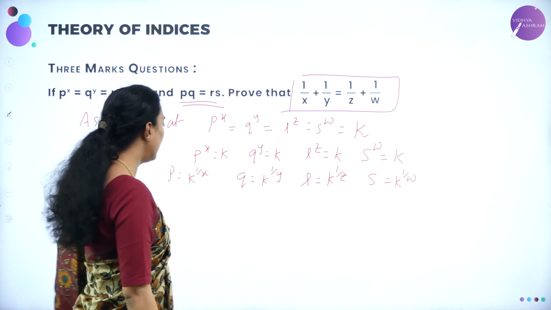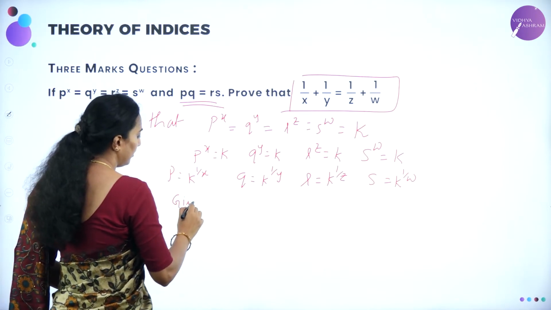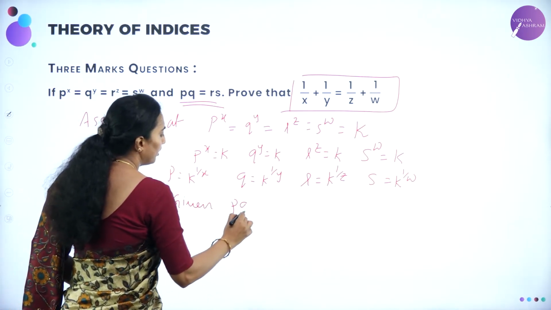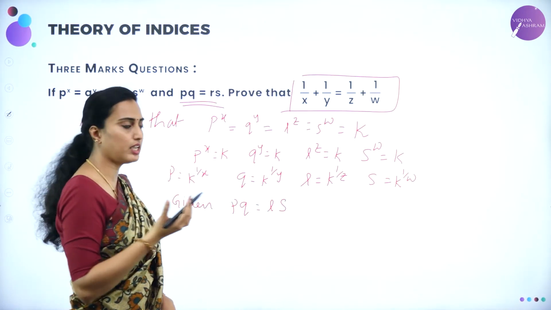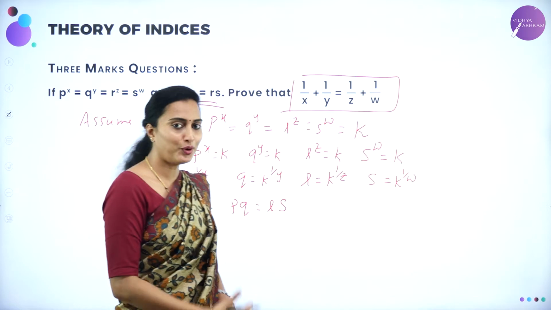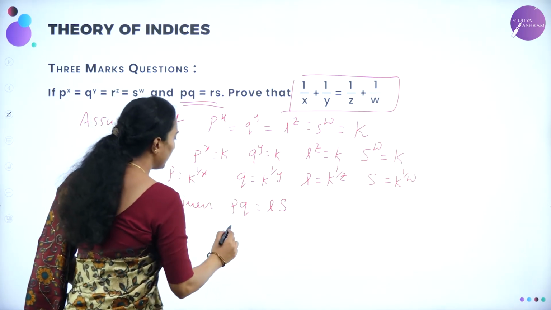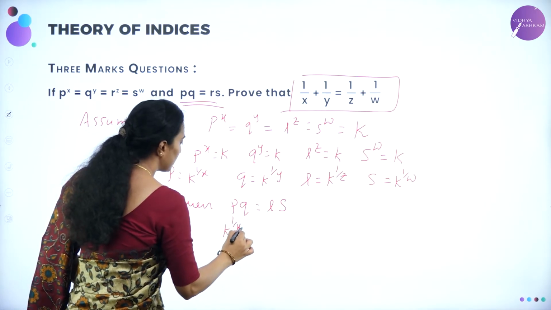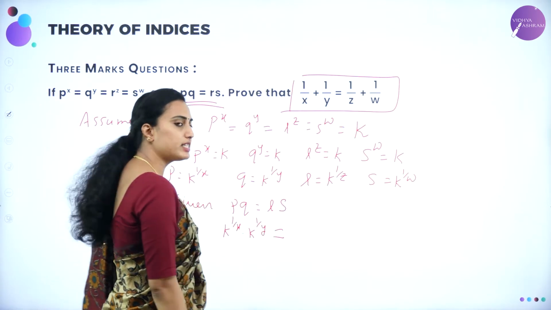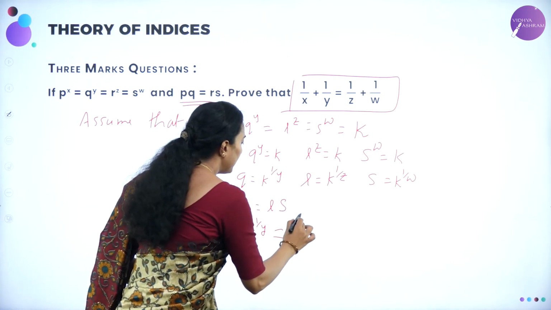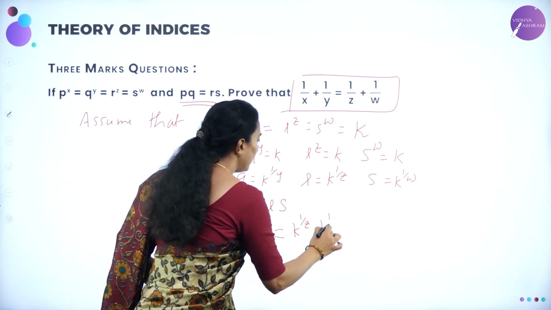Correct? So here you can take what they have given: PQ is equal to RS. What is P, what is Q, what is R, and what is S? You are going to substitute there and you are going to get the answer. So for PQ, P is nothing but k to the power of 1 by x into Q is nothing but k to the power of 1 by y is equal to R is nothing but k to the power of 1 by z. Similarly, S will be k to the power of 1 by w.